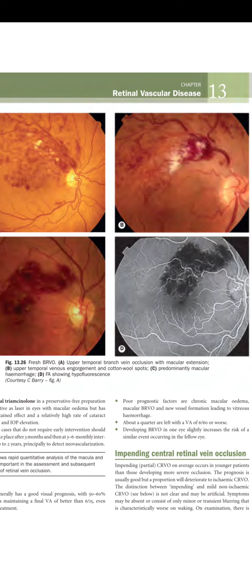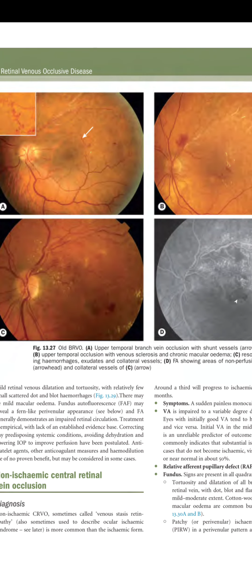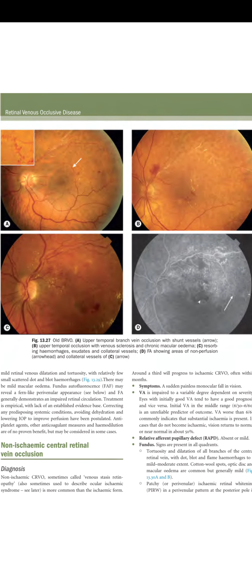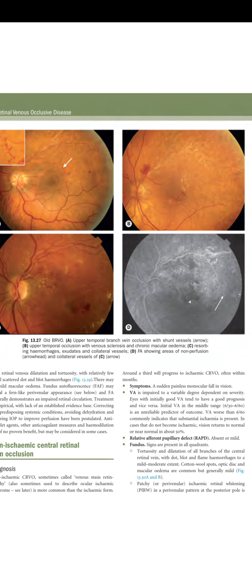D to F is showing a hypofluorescent area which is being affected by the venous occlusion. So, this is an old BRVO, meaning that a BRVO has settled and become chronic. You can see that this area has been involved because there is thinning and sclerosis of the vein. Same here, there are ghost vessels present. So, upper temporal branch vein occlusion with a shunt vessel, arrow. These are the shunt vessels, which are collaterals.